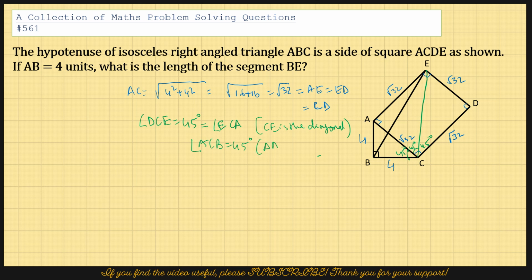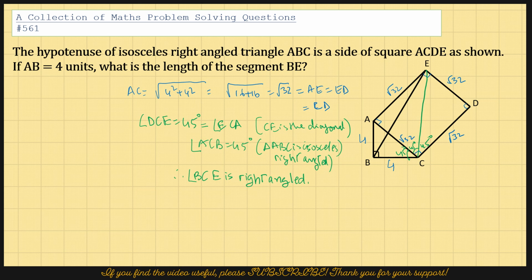Triangle ABC is isosceles, right angled. Okay, so that would mean that angle BCE is right angled. Therefore, angle BCE is right angled. And that means we can apply the Pythagoras theorem and find a side BE.